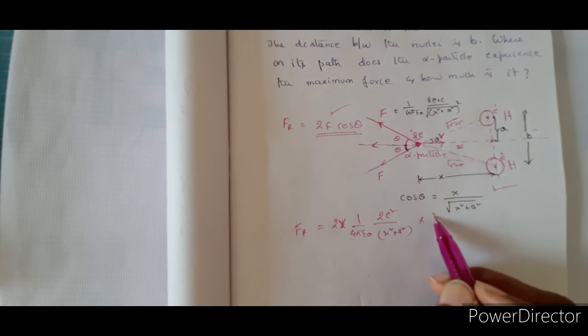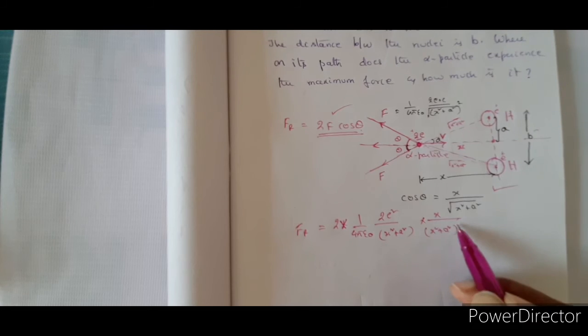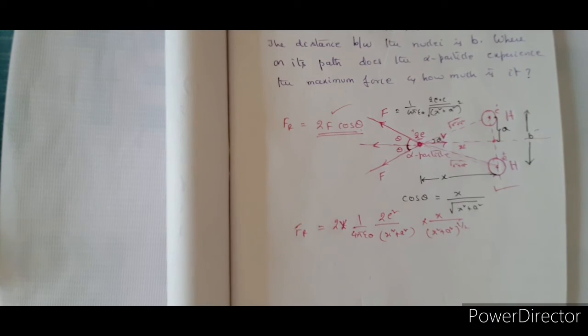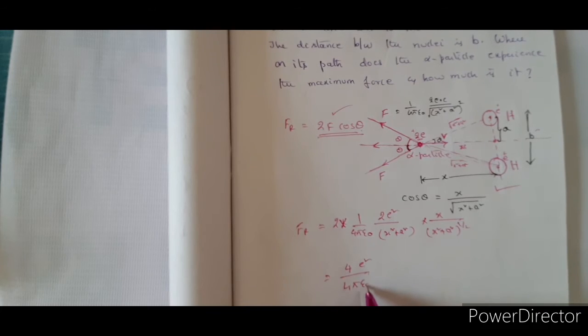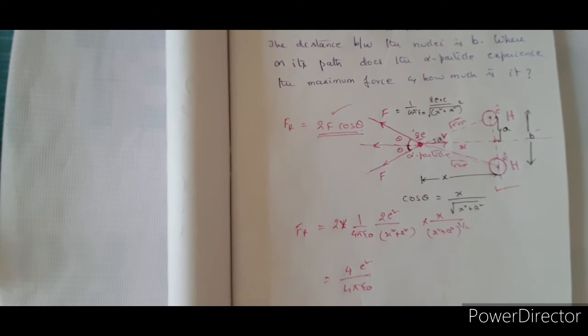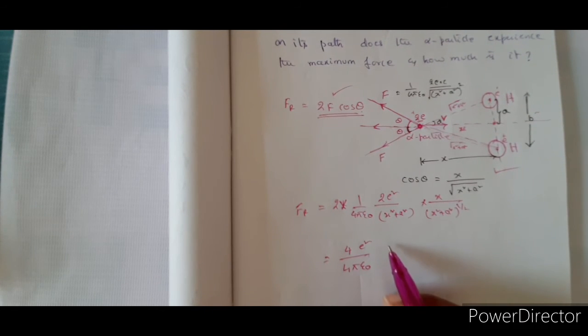Cos theta is x by (x square plus a square) whole power 1 by 2, because it is a root. So where are we now? So 4e square by 4 pi epsilon naught. It's my habit of keeping 4 pi epsilon naught as it is. Depending on your option or your problem, you can cancel this. Right? I am leaving it just like that.